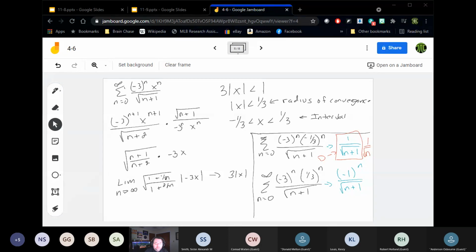The second one, what test could we use? What's the test we want to use whenever there's a negative 1 in it? Alternating series. Yeah, let's try the alternating series test. And this one passes the alternating series test. So this one converges based on the alternating series test. So I'm going to put the little line under there. That means my interval is going to be negative 1/3 to 1/3. And that would be the answer.